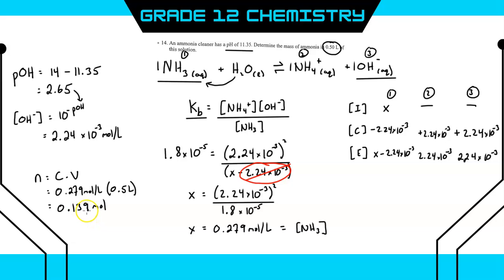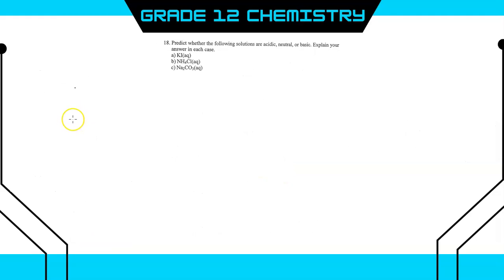We just need to know the mass. Okay, so the mass of ammonia is equal to the number of moles times our molar mass, which we can check. So our moles is 0.139, and our molar mass of ammonia is 17 grams per mole. So now it was a journey, but we got 2.4 grams. Great question.